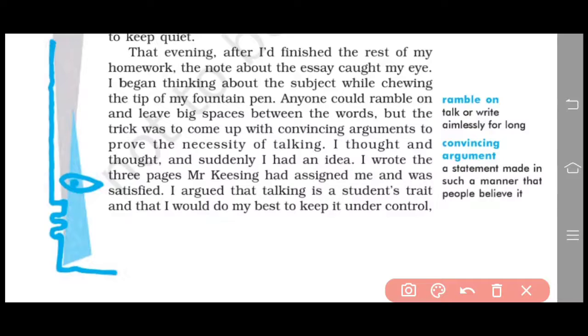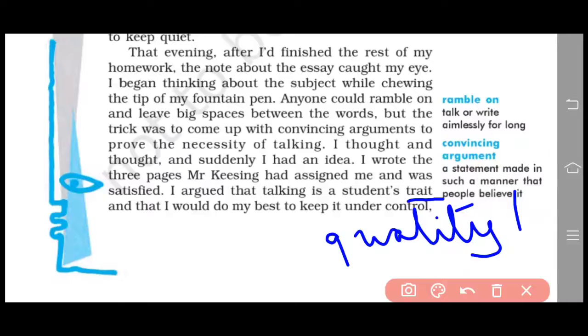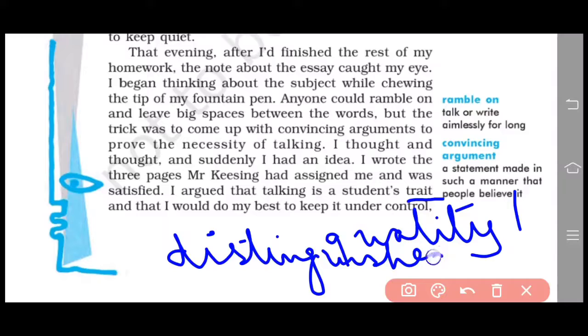Here, let's see the meaning of trait. Trait means some characteristic or quality, a distinguished characteristic or quality. Okay, so she had an idea and she wrote nicely the 3 pages which Mr. Keesing had assigned her.